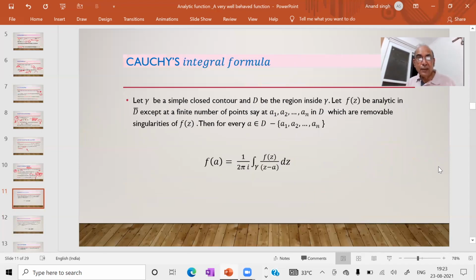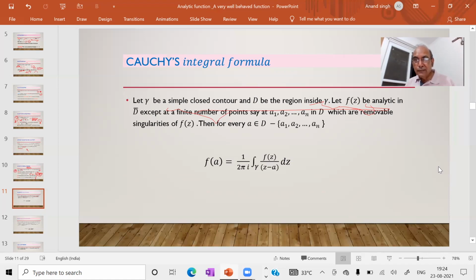Now, yes, we come to the integral formula. Let gamma be a simple closed contour in D, and let D be the region inside gamma. Let f(z) be analytic in D, except at a finite number of points, say A1, A2, ..., AN in D, which are removable singularities of f(z). Then for every A in D minus these points, f(A) is given by this particular formula: 1 over 2 pi i, the integration over gamma of f(z) over (z minus A) dz.